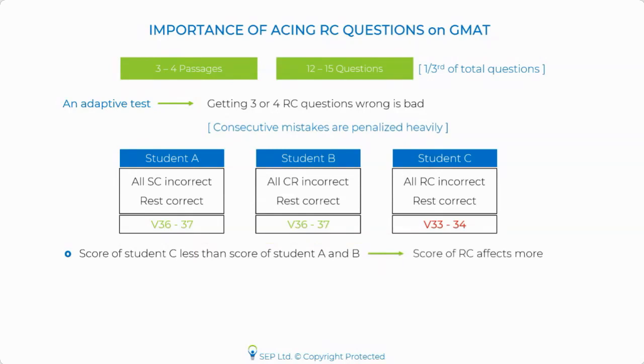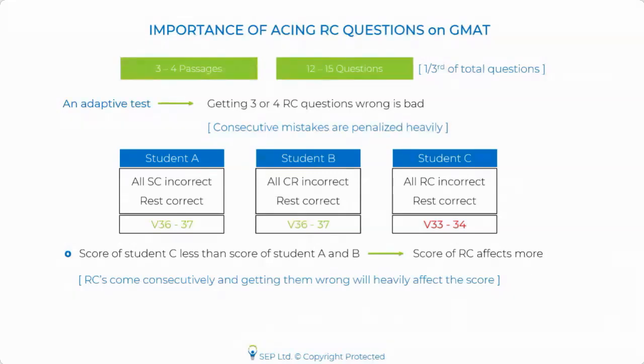All right, which means getting RCs wrong affects your overall score more, because RCs come consecutively, and if you get them wrong, it will heavily impact your score. So guys, that's how important RCs are, all right? And therefore, you have to make sure that you take RCs seriously, and you have a strategy ready to attack RCs, guys.